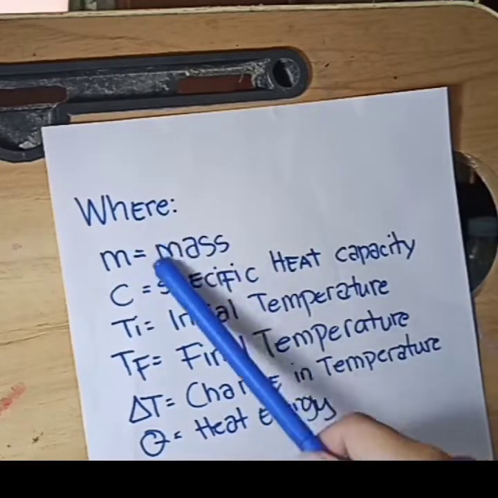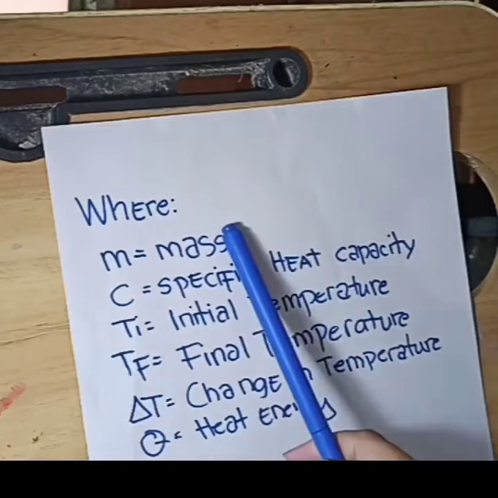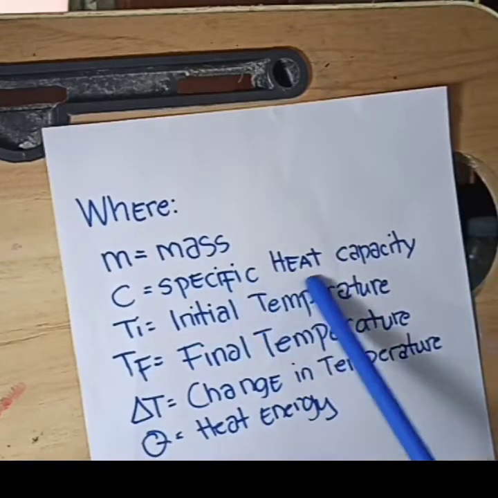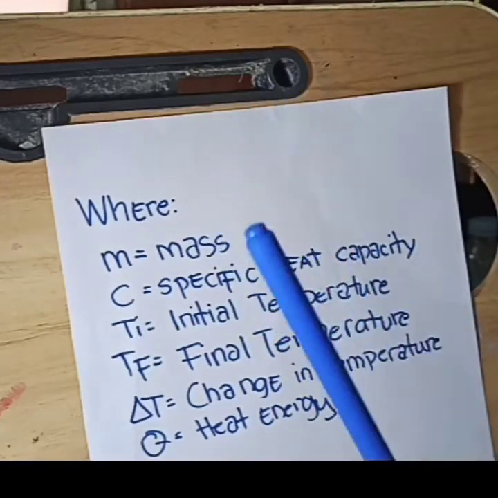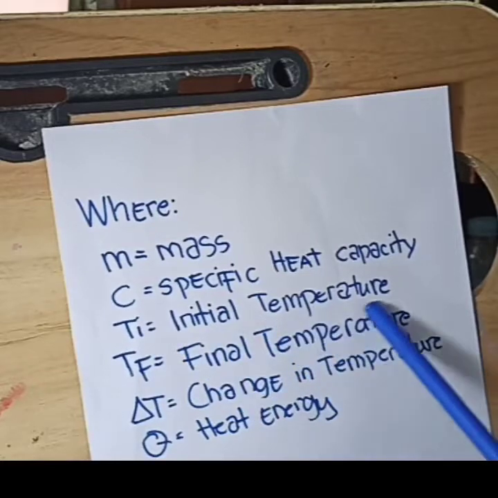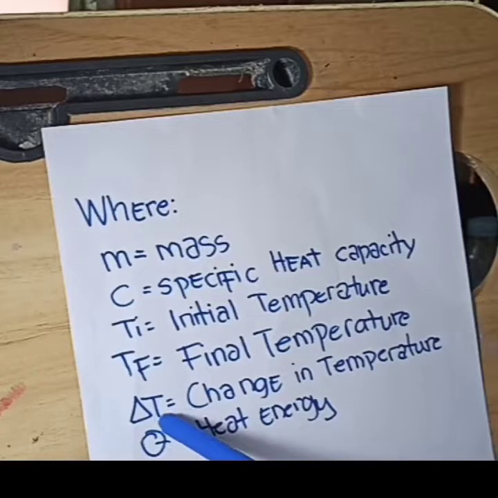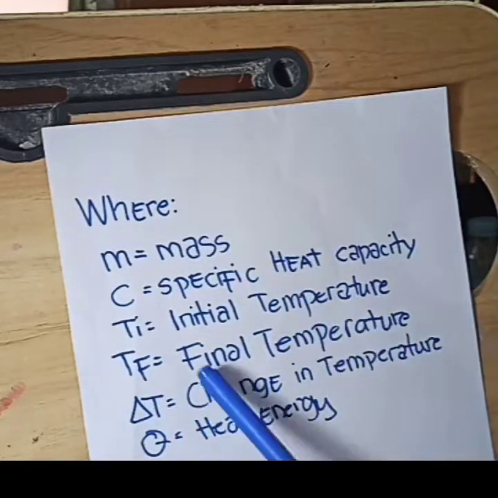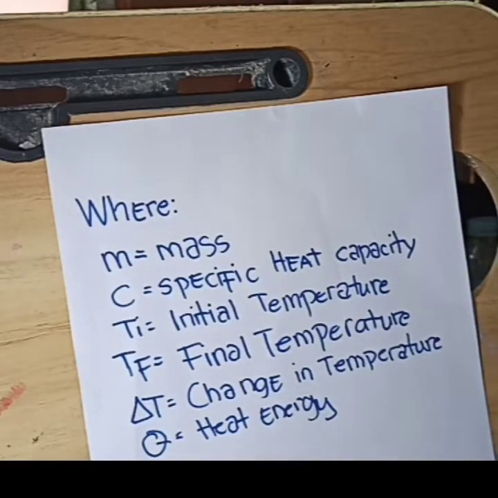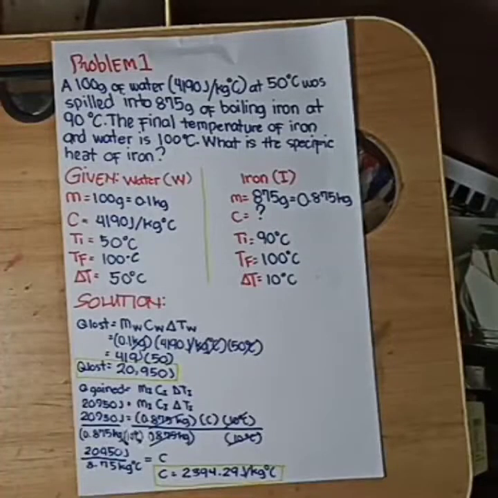First, we're going to learn what the symbols are. M is mass, C is specific heat capacity, Ti is initial temperature, Tf is final temperature, the triangle with a big T is change in temperature, and Q is heat energy. Now let's proceed to problem number 1.